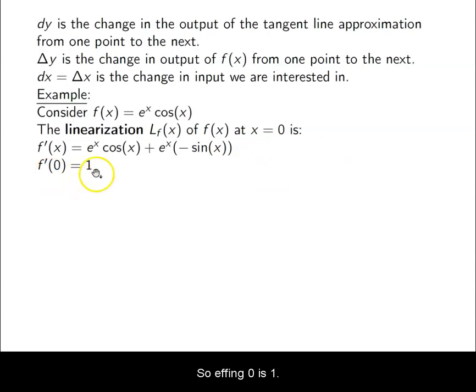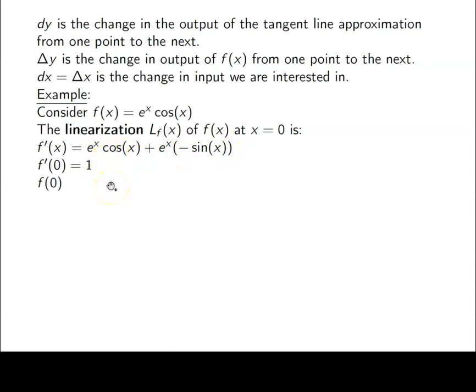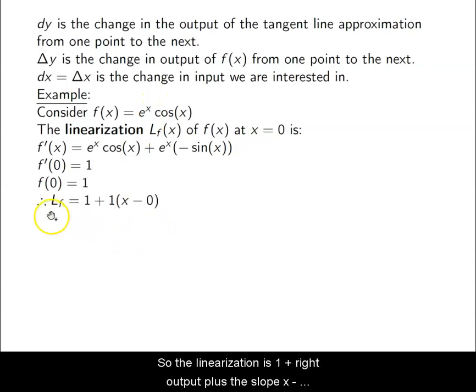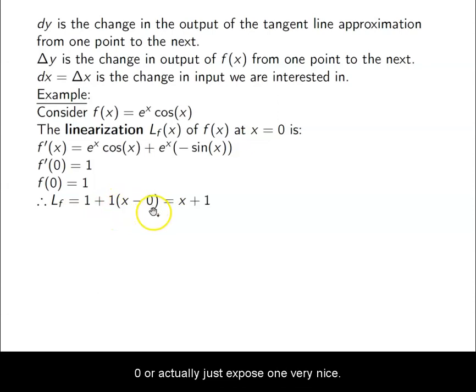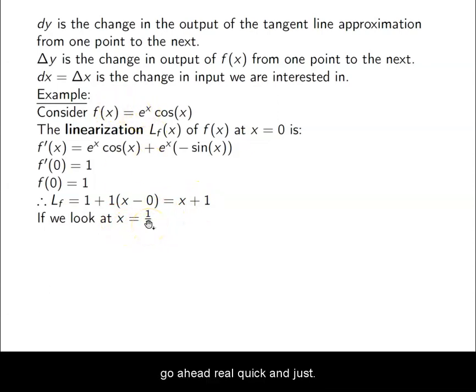So f of 0 is 1. For the derivative, if I plug in 0, this is 1, this goes to 1 as well, this goes to 1 and this goes to 0, so I just have my 1. If I plug in 0 here, I get just 1 as well. So the linearization is 1 plus this slope times x minus 0, or actually just x plus 1. Very nice and easy to use. So let's say that we look at some point close to 0, not too far away. So we're at 1/2. Let's go ahead real quick and graph these two functions.